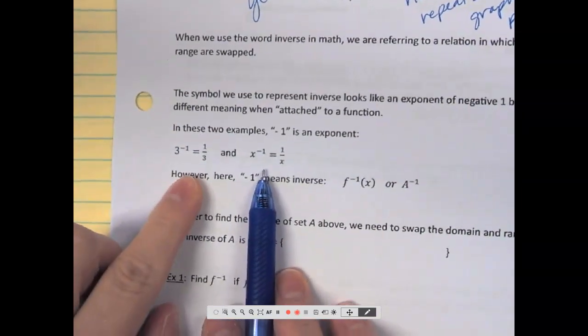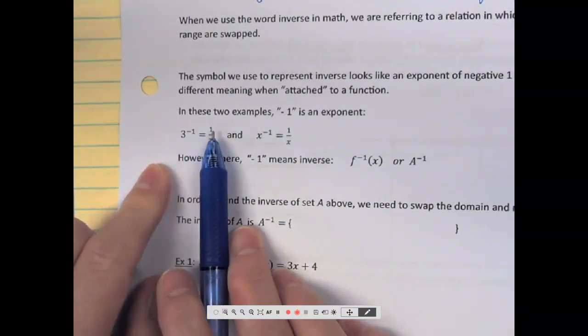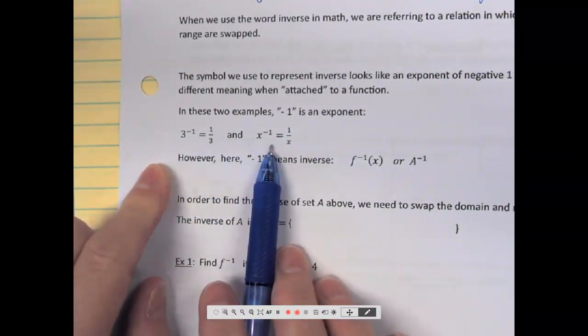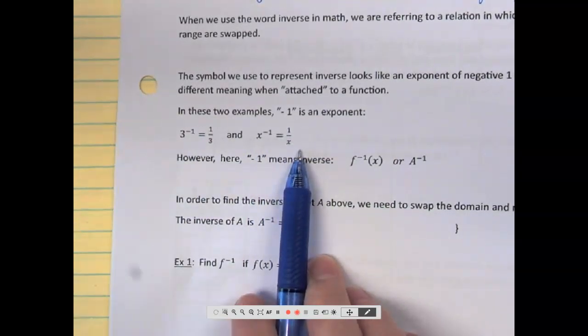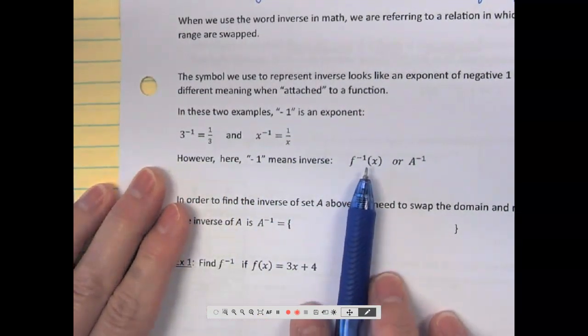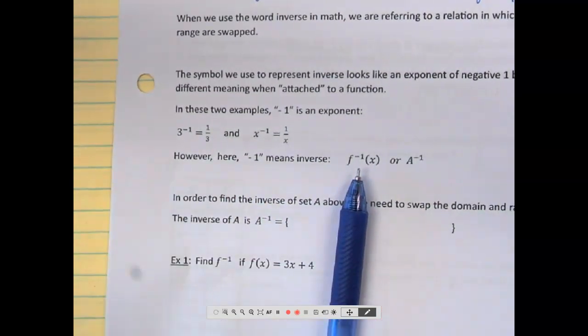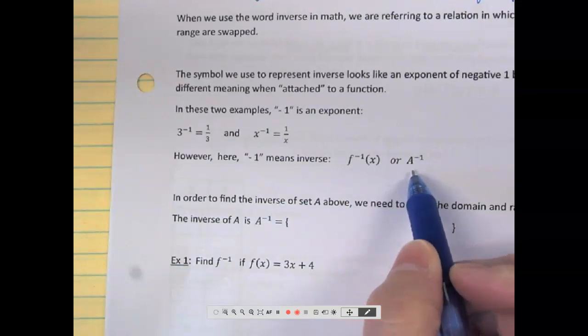So in these two right here, this is an exponent. 3 raised to the negative 1 is the same as 1 over 3. x raised to the negative 1 is the same as 1 over x. So those are your exponent rules from algebra. However, in this next one, negative 1 means inverse. So see how it's attached to f of x, which means function of x. So when that happens, that means inverse and not exponent. And like I said, I think that's one of the most confusing things notationally in math. So this would be read f inverse of x, and this would be read A inverse.